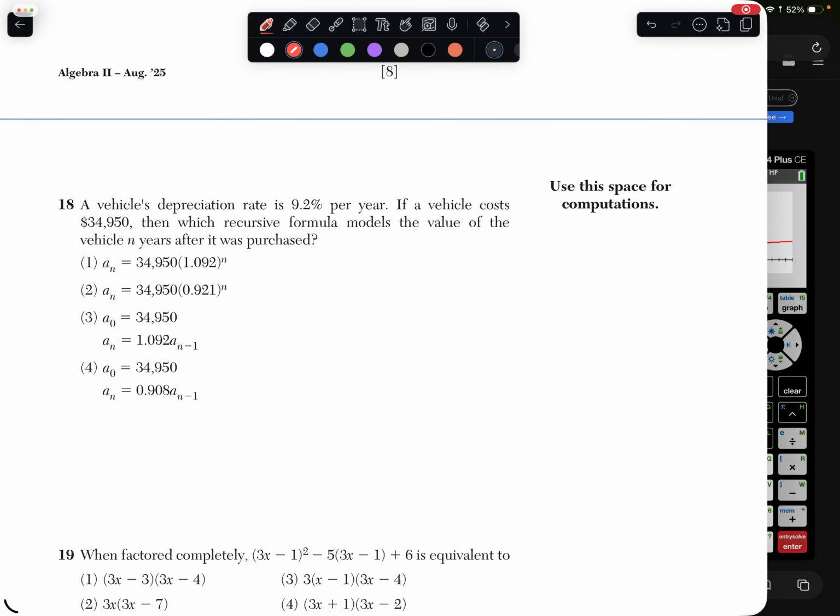A vehicle's depreciation rate is 9.2% per year. If a vehicle costs 34,150, which recursive formula... Here it says recursive formula. Recursive formula means that we are going to be using the previous term to help us. So we can eliminate 1 and 2. These two are explicit, and they don't depend on the previous term, after n years since it's purchased.